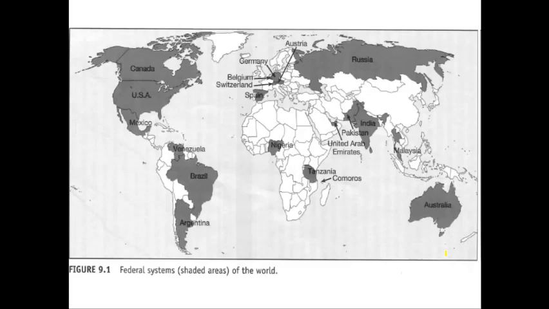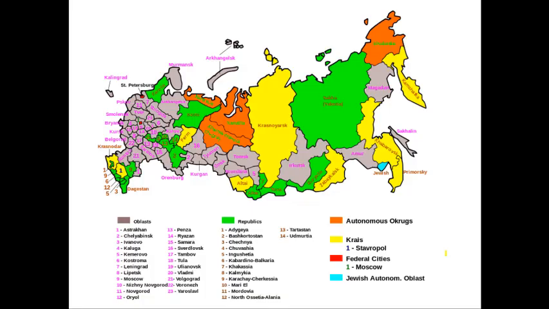Here is a figure showing the countries of the world that have federal systems: Canada, the US, and Mexico, for example, much of South America, Australia, and Russia, some states in Europe, of course India also, and not very many in Africa. So that gives you a breakdown of federal systems. Russia, as we've just talked about, is a federal system.